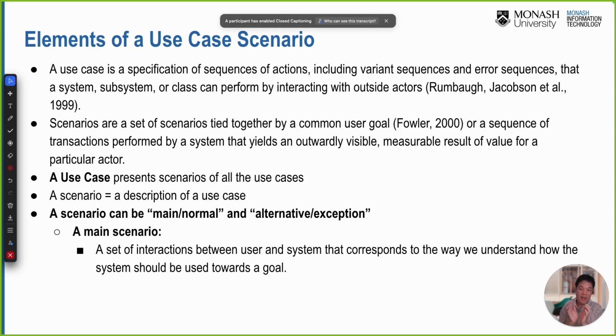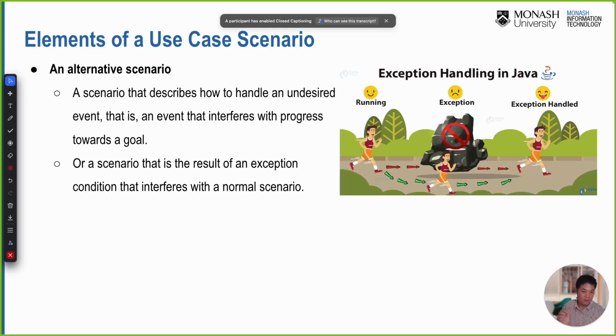We have the main goal. Let's say purchase a train ticket. This is the main scenario. What could be the alternative scenario? Think about the exception handling in Java. Alternative scenarios could be, what if, the main scenario is the purchase train ticket, right? The alternative can be sold out. Okay, sold out. The ticket is sold out. This is the alternative scenario.